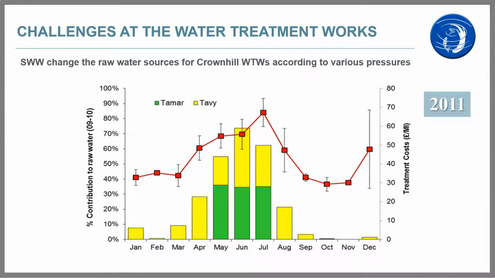Just as an example of that, what we learnt was that, as this chart shows, when South West Water changed their raw water source in response to water resources management issues or water quality issues, as you can see here in the summer when they switched to the river sources in the Tamar, you can see a significant increase in the cost of treatment and provision of drinking water.